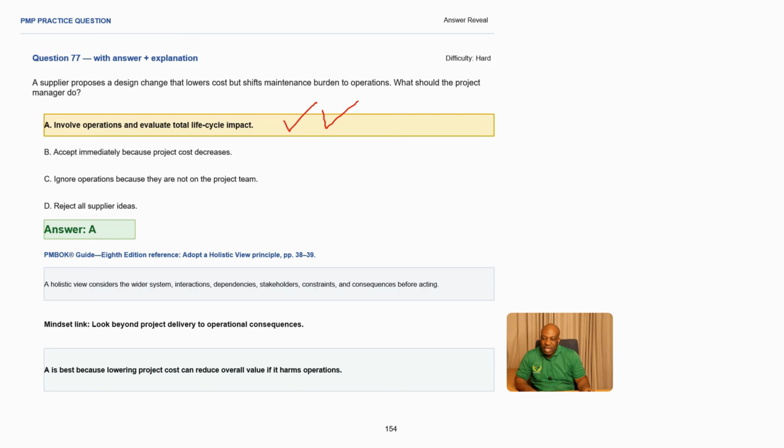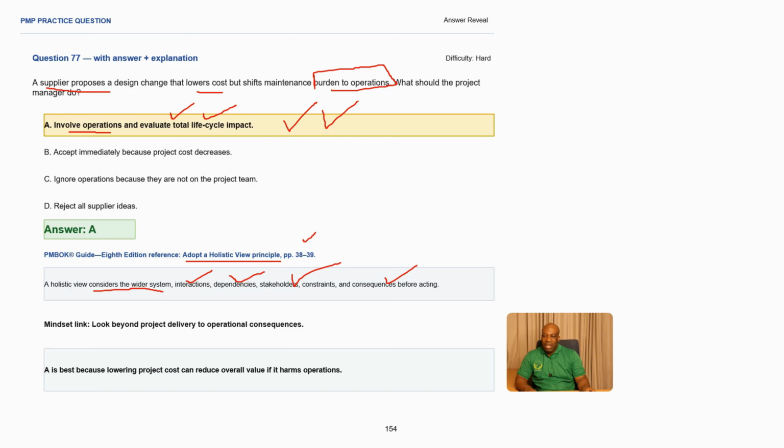Even if the supplier is proposing a design change that is going to lower the cost, you still need to involve the operations because the burden is going to be shifted to operations. And you also need to evaluate the total life cycle impact. This is very, very important. What is our reference to our PM book? We need to adopt a holistic view principle, right? Which is also on page 30 to 39. What does a holistic view principle talk about? It considers the wider system, interactions, dependencies, stakeholder constraints, and also consequences.